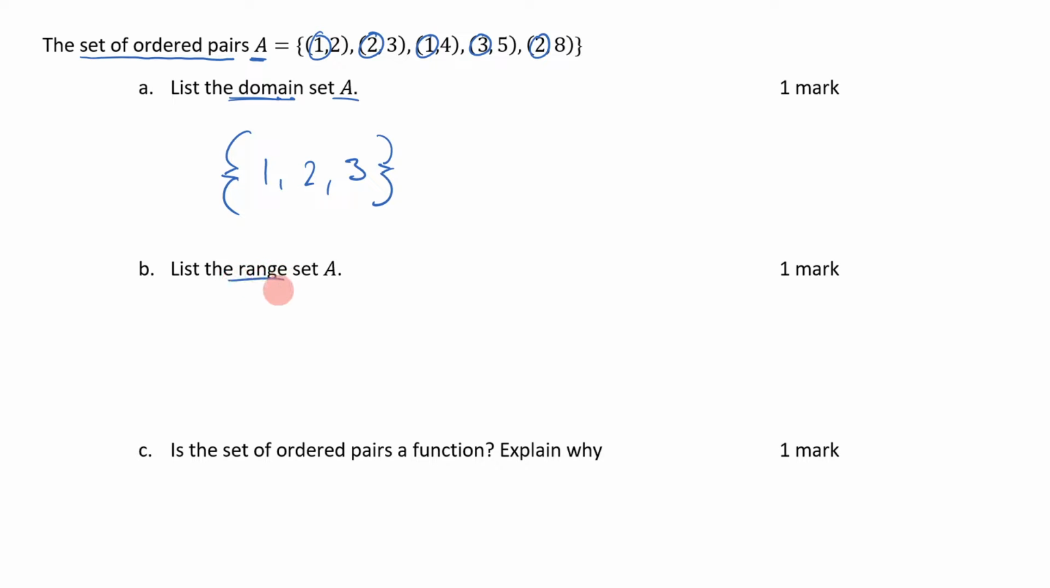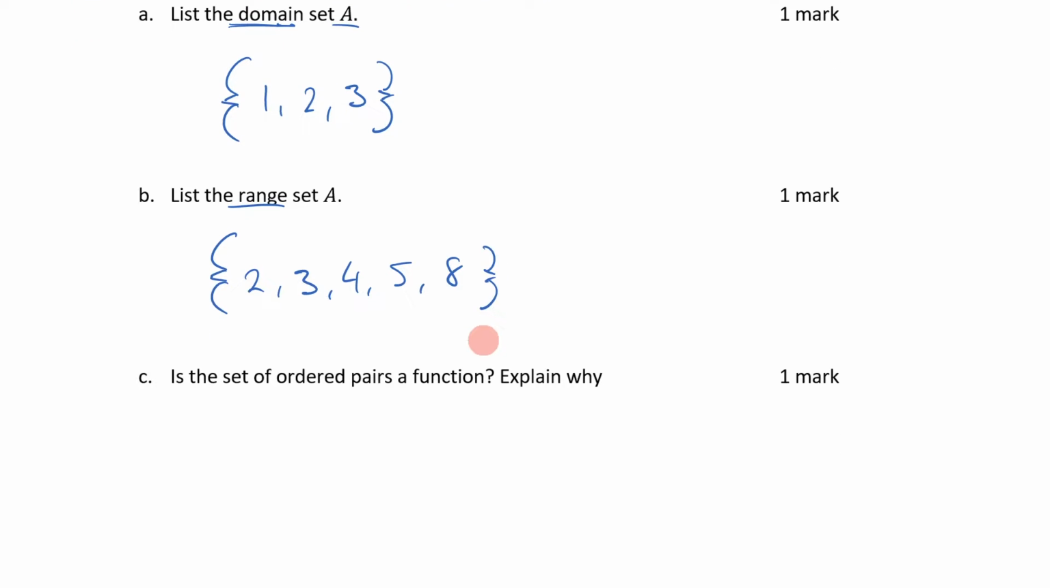Then it says list the range of set A. You know that the range is just all of your possible y values. So now we're just looking at all the y values here. That means we come here, we put in our curly brackets again, and we go 2, 3, 4, 5, and 8, and then we close it off.